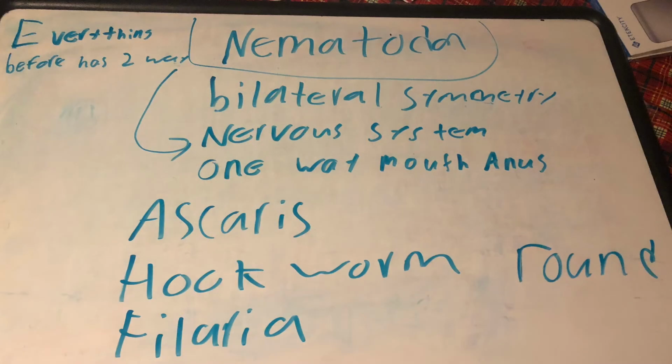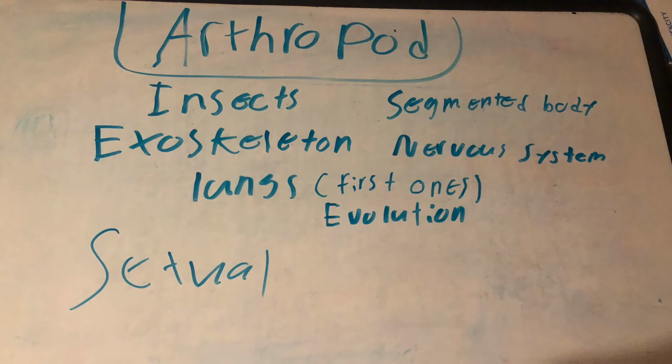Our Nematoda. Everything before had two-way digestion. This has a one-way, which means anus and mouth, which is pretty cool. They're hookworms, sexual and asexual.